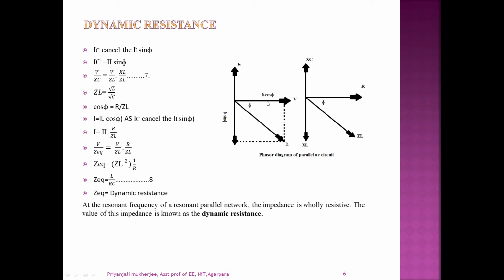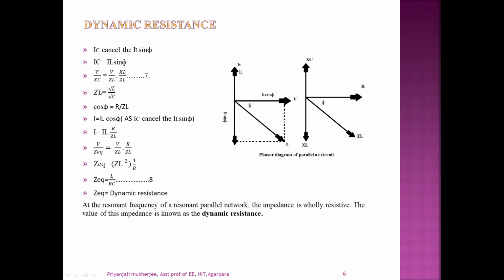And for the capacitor, the current is leading the voltage by 90 degrees. Now this IL can be divided into two components: one is IL cos phi, another is IL sin phi. At resonance, IC and IL sin phi have the same magnitude but opposite direction, and hence IC will cancel IL sin phi. So we can say that IC is equal to IL into sin phi.